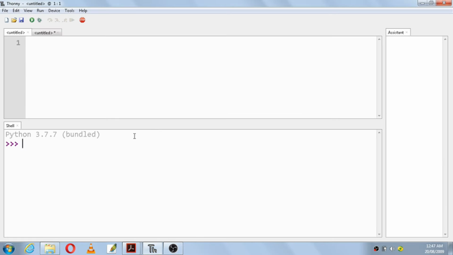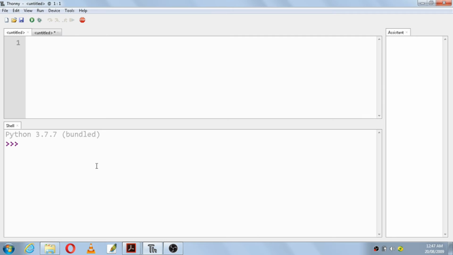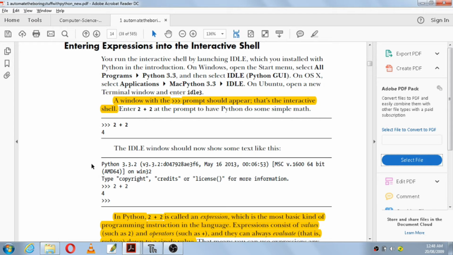They are saying that this prompt is known as the interactive shell, and they ask us to enter 2 plus 2 at the prompt to have Python do simple math. If you type 2 plus 2 directly, it should give the value 4. Let us check. 2 plus 2, it gives the value 4. 2 into 4, directly it gives the value. This is known as the interactive shell.